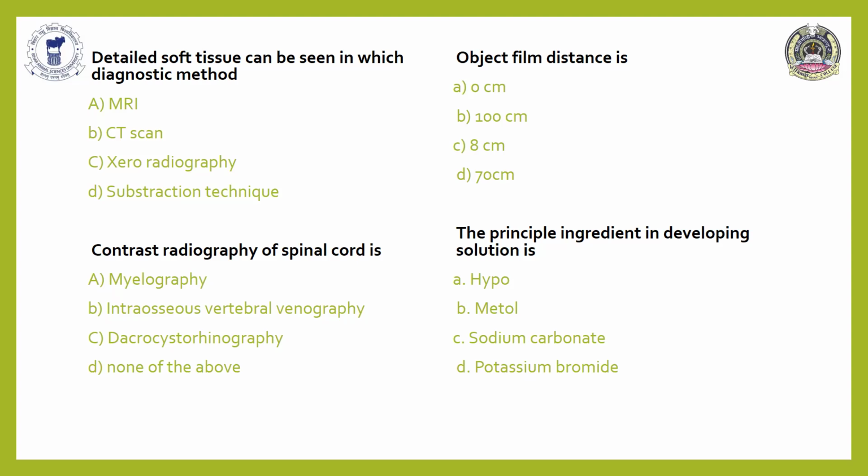Contrast radiography of spinal cord is myelography. Object film distance is how much? Zero. The object should be very near to the film so that there is minimum magnification. Ma'am, are object film distance and part film distance interchangeable, the same thing? Yes, part means object, and object film distance, both are the same thing.